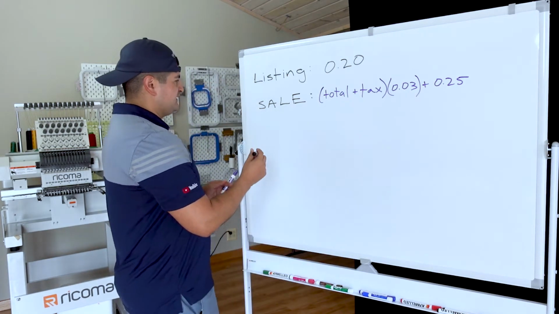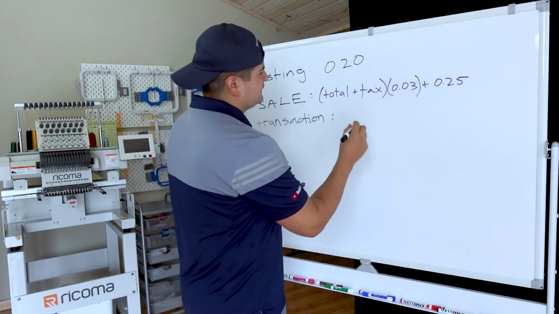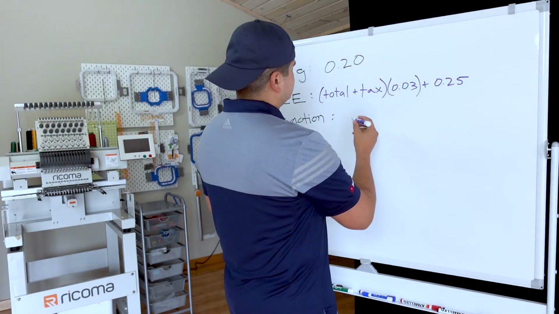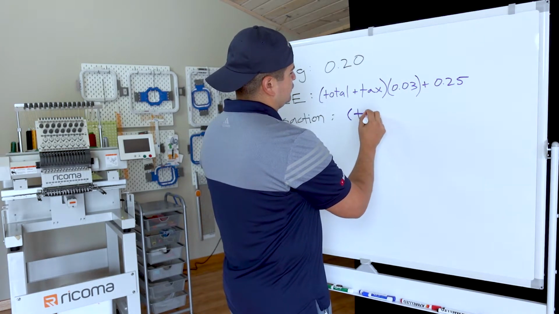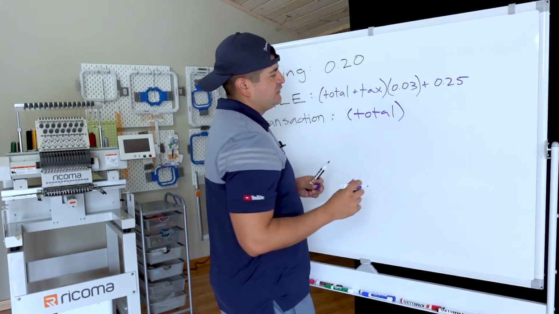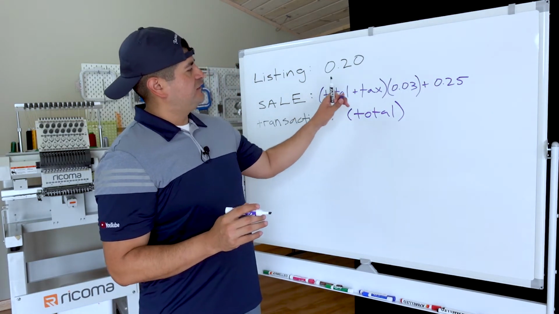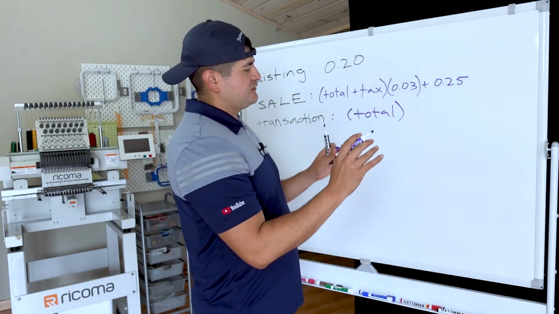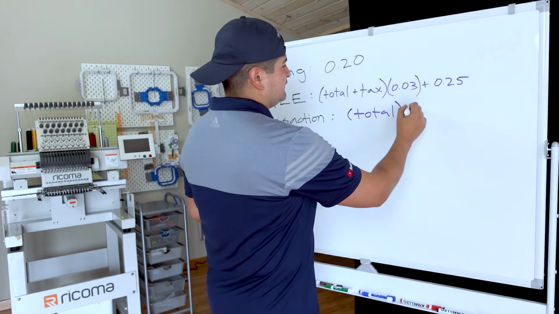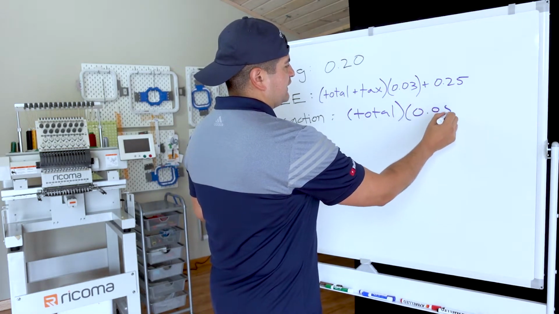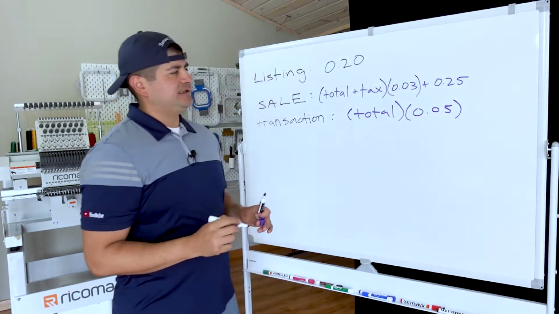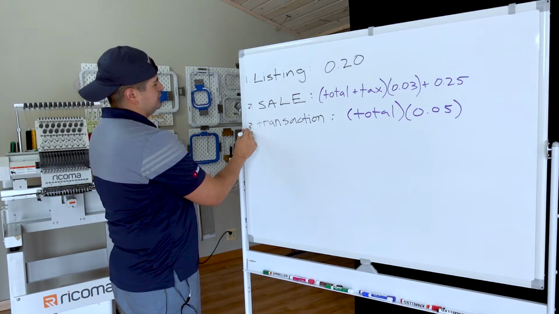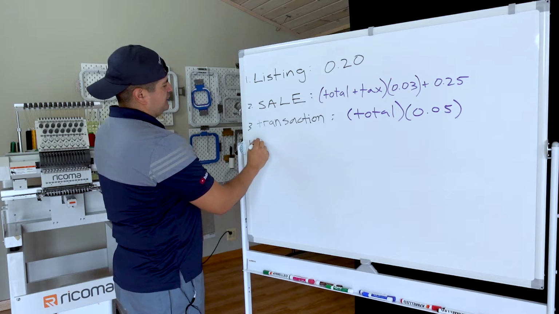The next one is transaction. This is where Etsy makes their little cut. Here, Etsy is going to take the total before tax. Here you're getting charged total plus tax; here it is just total, whatever you charge, not including tax, times 5%, so 0.05. That's Etsy's cut, the transaction. This was number 1, this is number 2, 3, and then our 4th is shipping.